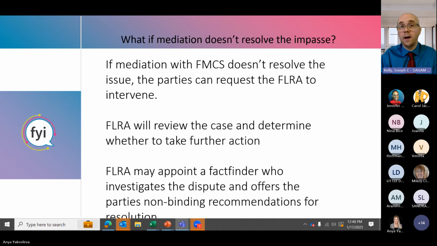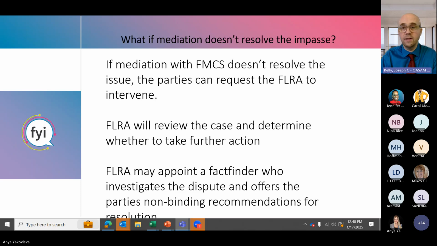So there are going to be times when mediation does not resolve the impasse. I would venture to say that it's more often than not that mediation does not resolve an impasse. A mediator's job is to facilitate agreements, and the mediator doesn't have any authority to force the parties to agree or to force anything on the parties. So the mediator is just trying to help the parties come to an agreement. And if the parties are so far apart that they're not going to reach agreement, there might not be much the mediator can do in that situation.